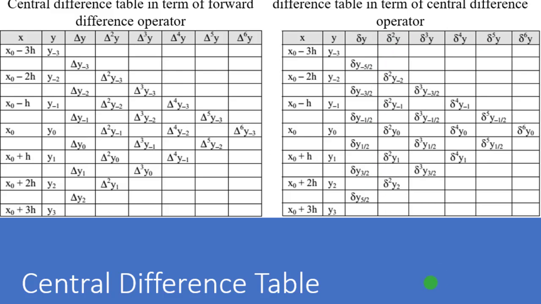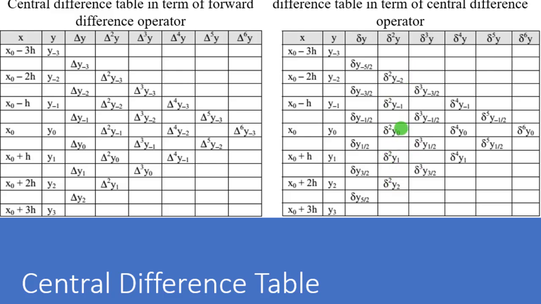So this table is constructed with the help of forward difference, and similarly this table is constructed with the help of central difference. Here you can see the indices y0 and y minus 1. So you can get this position by adding these two terms and then dividing by 2. In indices, by adding 0 and minus 1 and dividing by 2 you will get minus 1 by 2. Similarly by adding minus 1 and minus 2 you will get minus 3 by 2, and other central differences can be obtained in the same way.